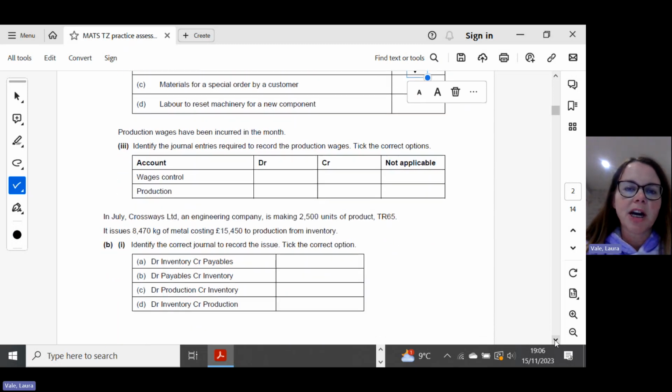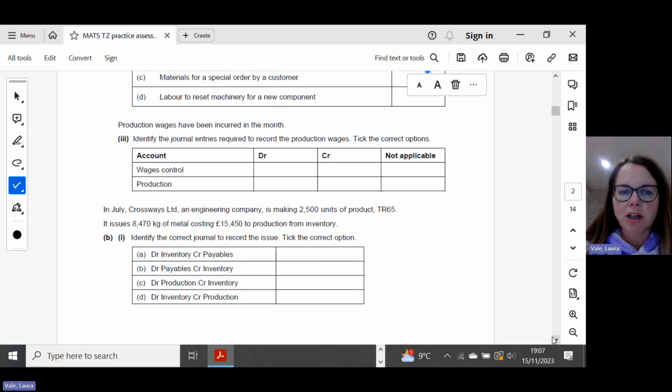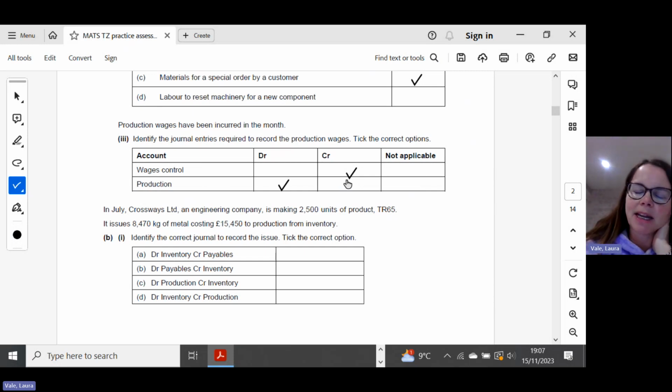Production wages have been incurred in the month. Identify the journal entries required to record the production wages. Well, we know production wages is an expense, so the production account will have to be debited because it's an expense, and then the wages control will be credited, because what we're saying is we owe that money to the workers, and then of course as all good control accounts will be cleared once the money has been paid.